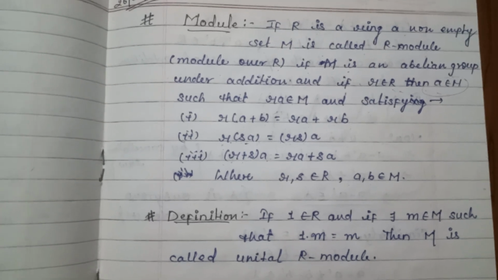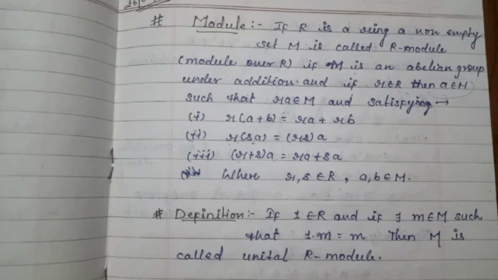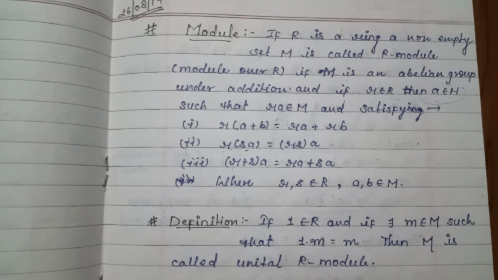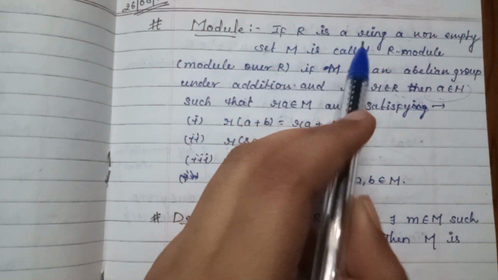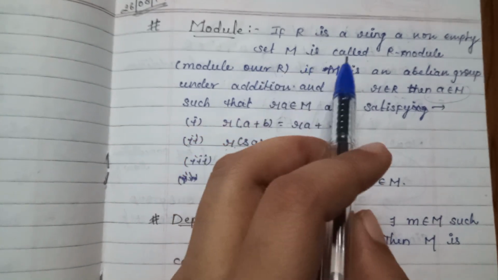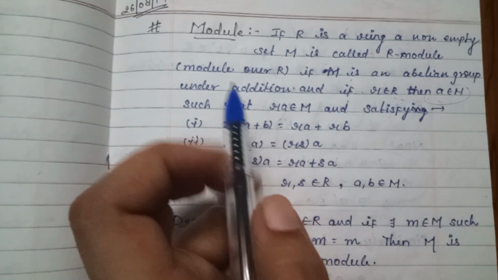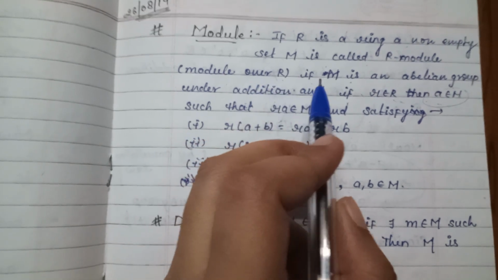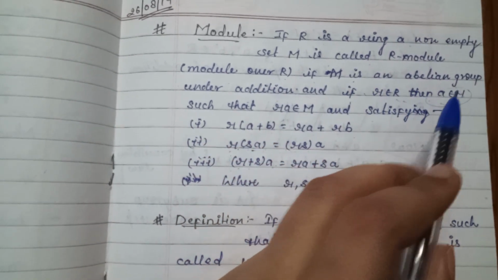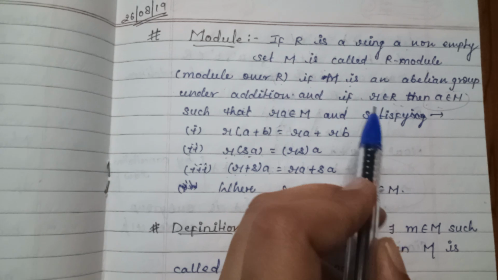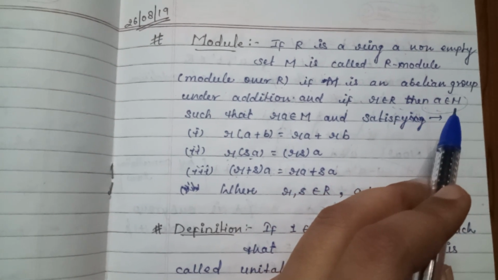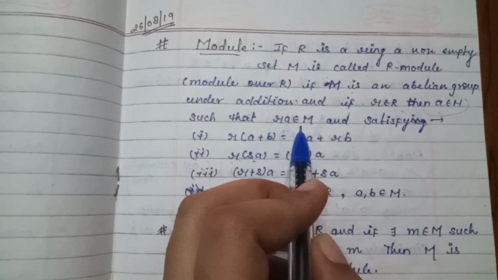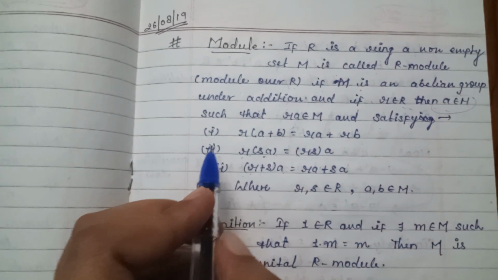Today we will discuss a topic, module, from abstract algebra. The definition of a module is: if R is a ring, a non-empty set M is called an R-module over R if capital M is an abelian group under addition, and if small r belongs to capital R, then a belongs to capital M, such that ra belongs to M, and satisfying three conditions.